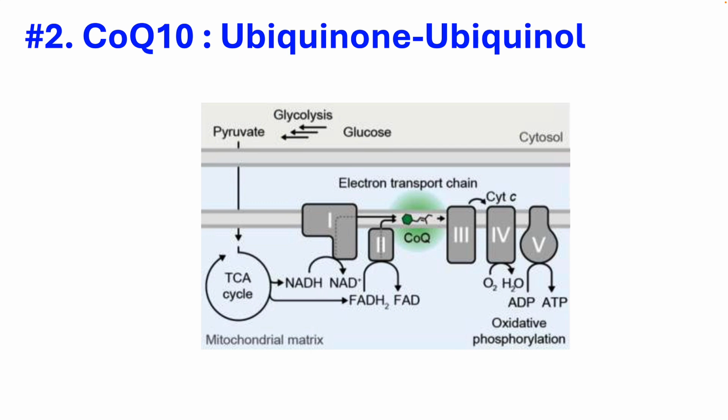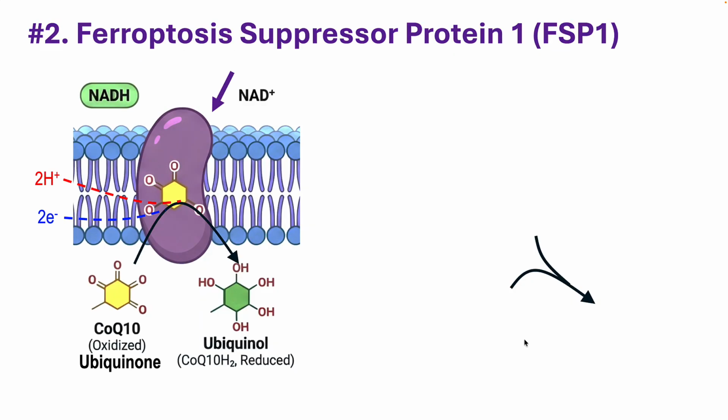You must have heard about coenzyme Q10. This molecule primarily functions as an electron shuttle within the electron transport chain, transporting electrons from complexes 1 and 2 to complex 3. In doing so, it cycles between its oxidized form, ubiquinone, and its reduced form, ubiquinol. Because it is highly lipophilic, it resides within the lipid membranes, where it can donate electrons to lipid peroxyl radicals, thereby acting as a chain-breaking antioxidant.